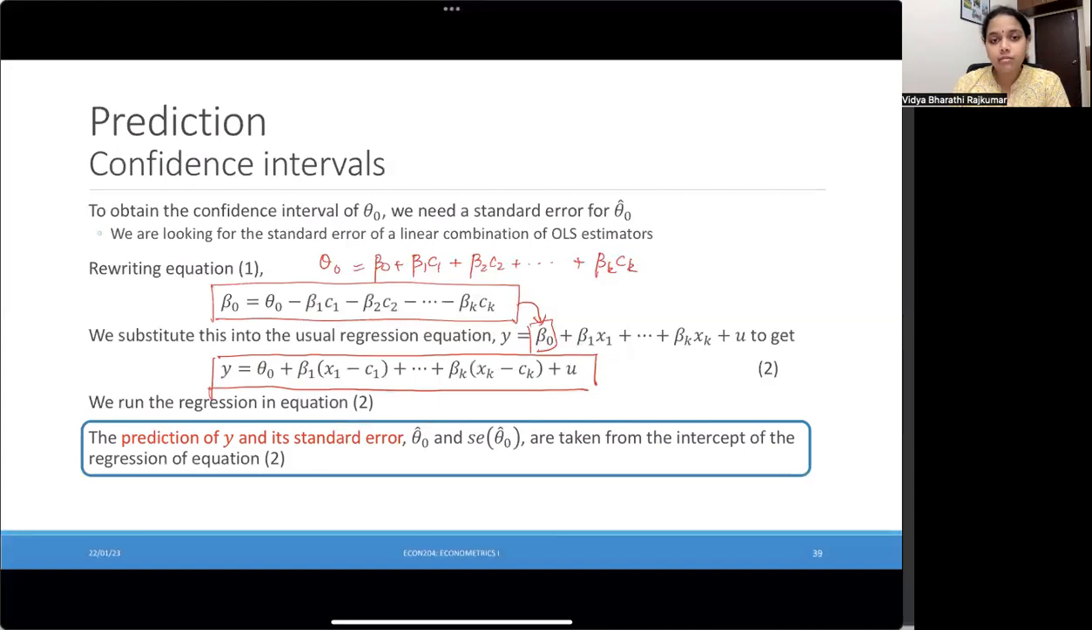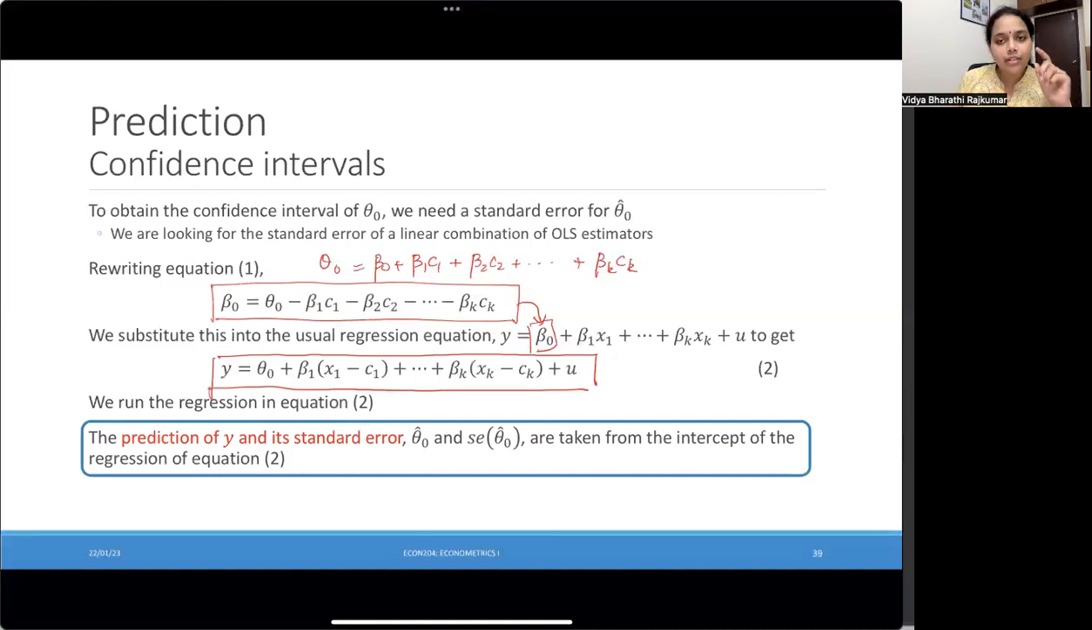When you do this, your intercept will give you theta naught hat, and you will automatically get the standard error of theta naught hat as the standard error of the intercept. And once you have those two, you can construct a confidence interval for theta naught. What is theta naught hat again? The predicted value of y when you fix your x variables at c1, c2 up to ck.